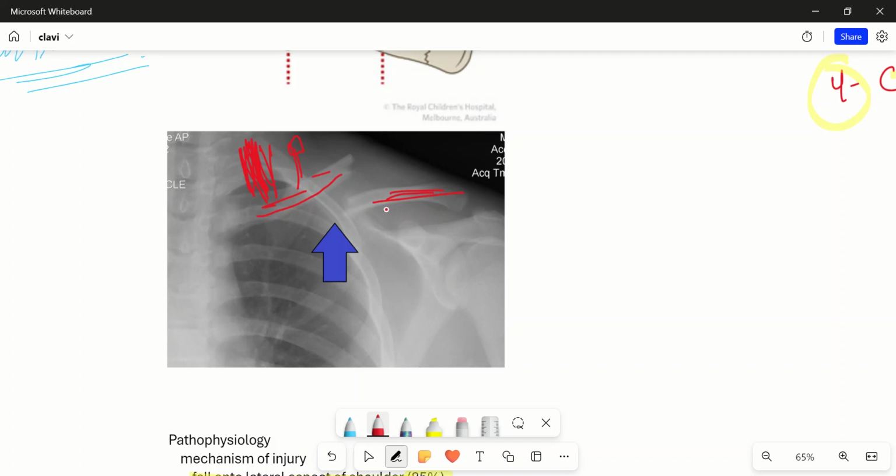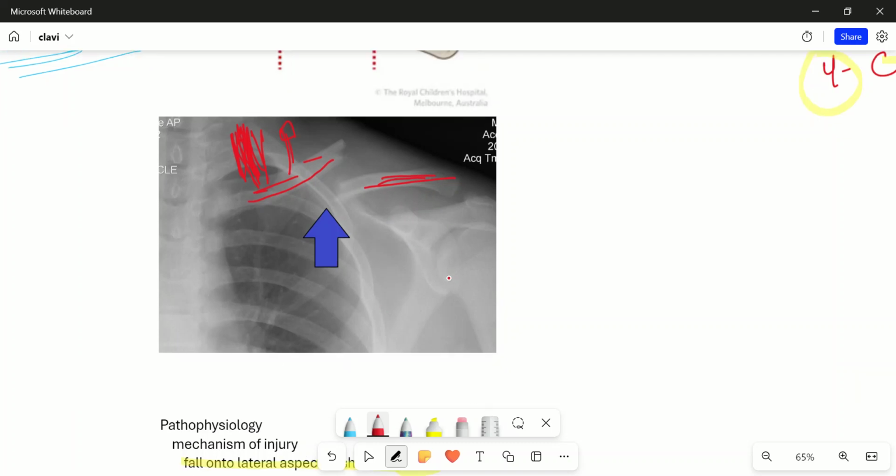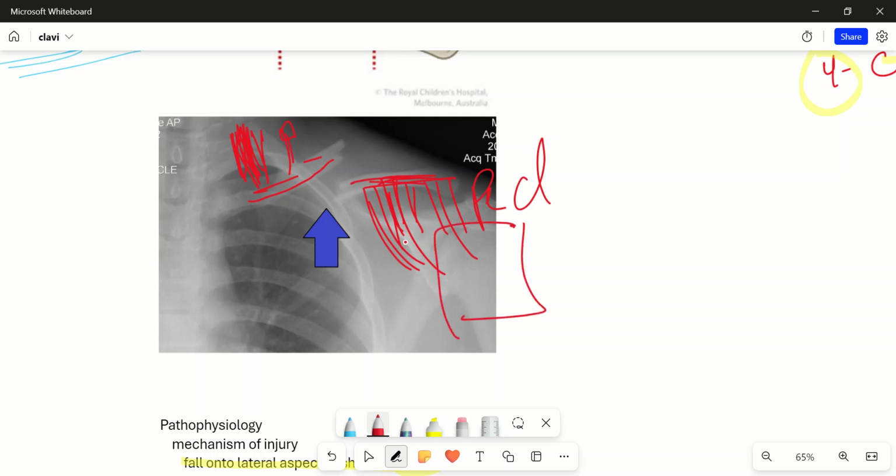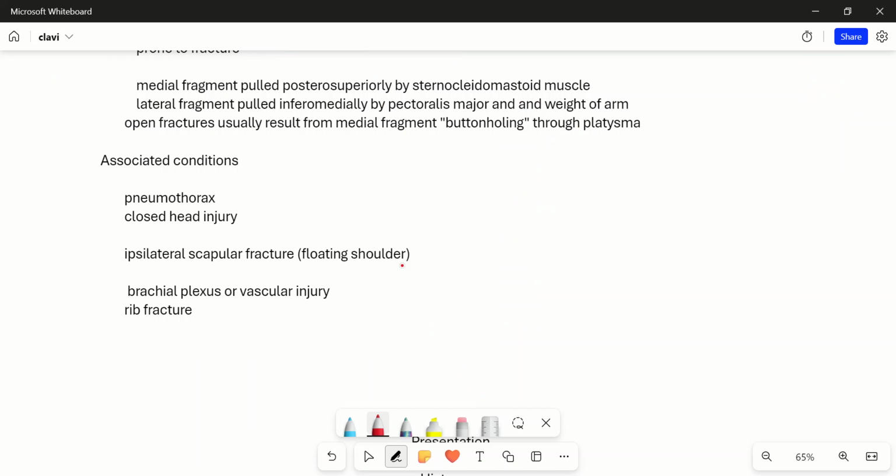While in the lateral part, you can appreciate that it's depressed, the lateral fragment depressed by the effect of the pectoralis major muscle and also the weight of the shoulder and of the arm. It's called the lateral fragment down. Here is why you can see buttonholing or injury to the skin over the clavicle, usually due to the middle fragment, as it goes up by the sternocleidomastoid muscle, as we mentioned.